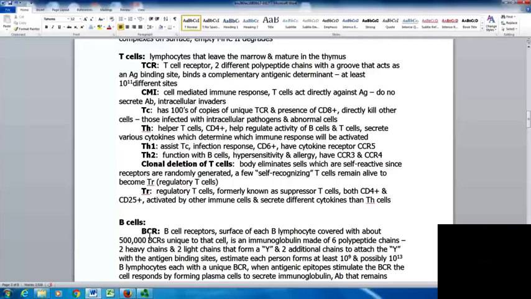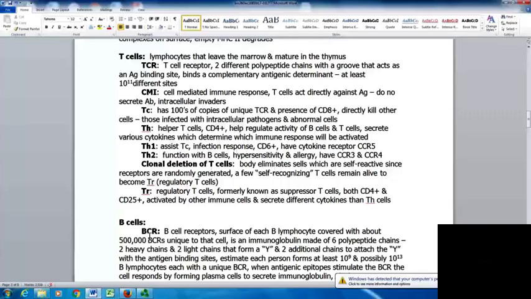So your TC is your cytotoxic T cell. It has hundreds of copies of unique TCRs and the presence of CD8. It will directly kill other cells. So those infected with the intracellular pathogens and abnormal cells can be eliminated. Your T helper cells are going to be CD4 positive. They'll have the CD4 marker. They help to regulate the activity of B cells and T cells. They can secrete various cytokines, which will determine which immune response will be activated.